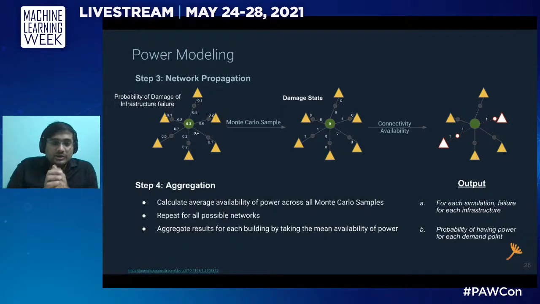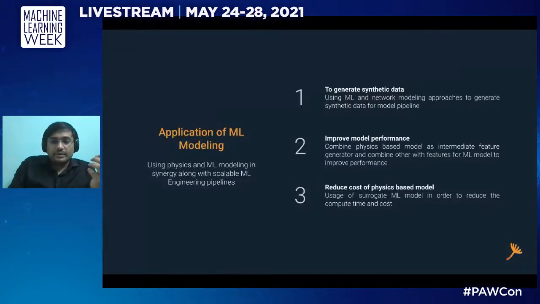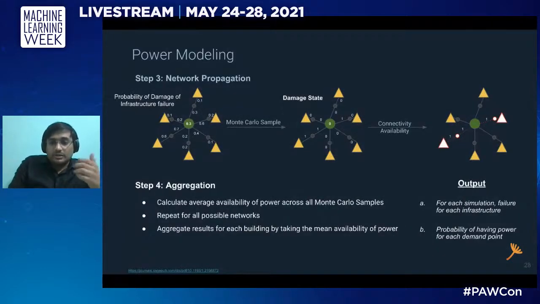So in this example, what I really wanted to show is the challenges present in getting the data sets, where we use network-based algorithms to generate the data sets and then perform network analysis in order to get the impact to power because of natural catastrophes.